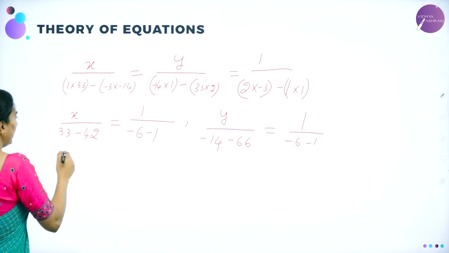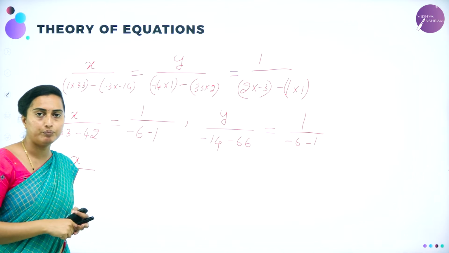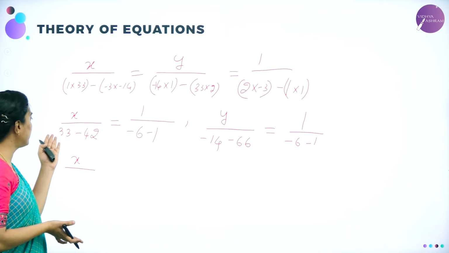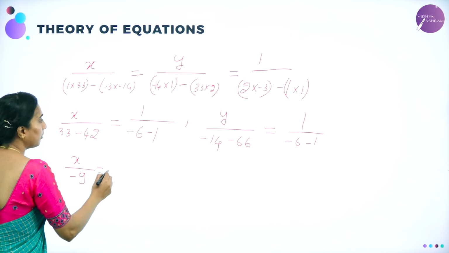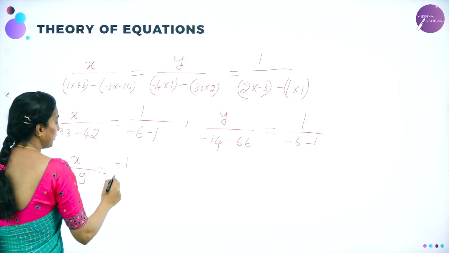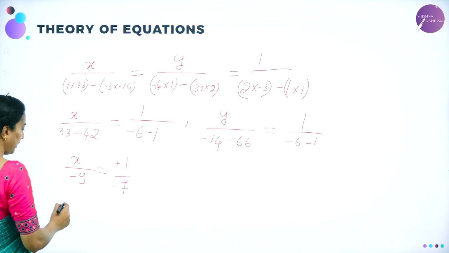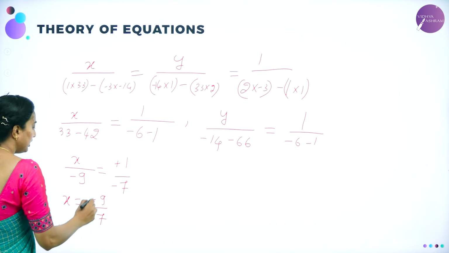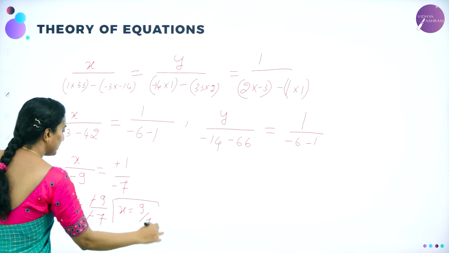Now, you can solve this one. x divided by, if you subtract 33 minus 42, it will give you minus 9, is equal to 1 divided by minus 6 minus 1, which is minus 7. Now, you can cross multiply, x will be equal to minus 9 divided by minus 7. It will get cancelled. x is nothing but 9 by 7. 9 by 7 is the x value.